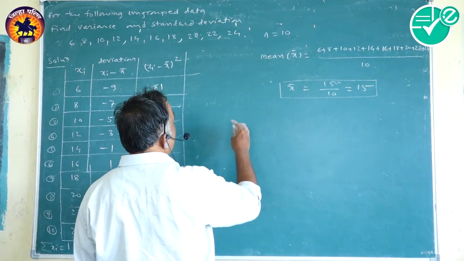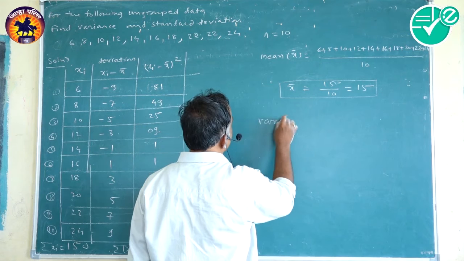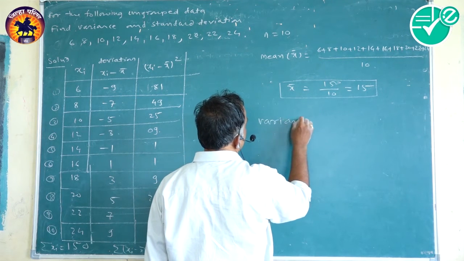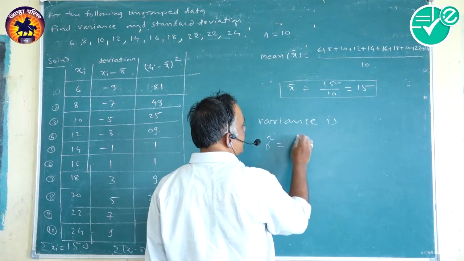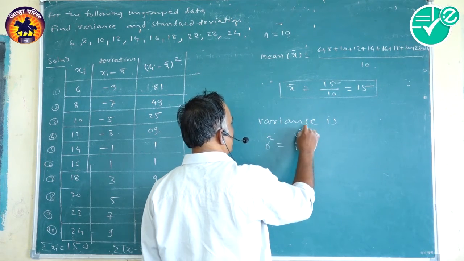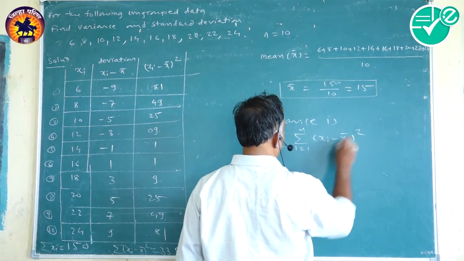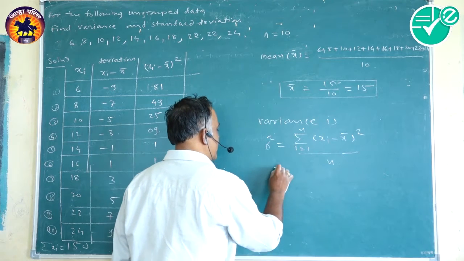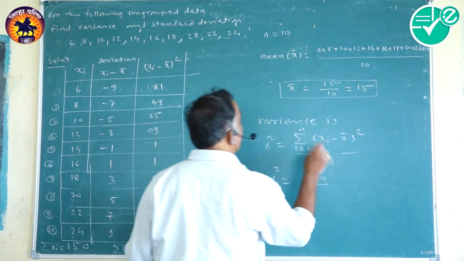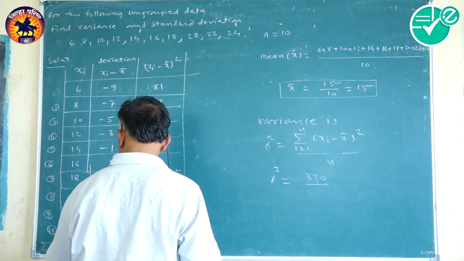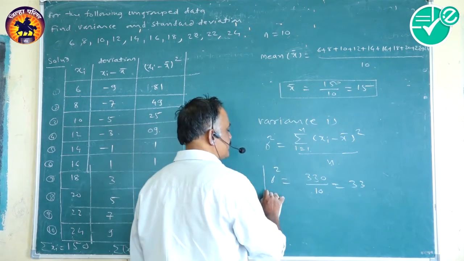Now median, sorry, variance. Sigma square is equal to, what is the formula for variance? It is equal to sigma i equal to 1 to n, xi minus x bar whole bracket square, divided by n. Therefore sigma square will be, what is the sum? That is 330 divided by, what is n? N, that is the number of data, is equal to 10, and therefore it is equal to 33.